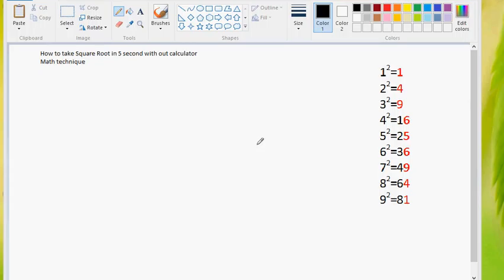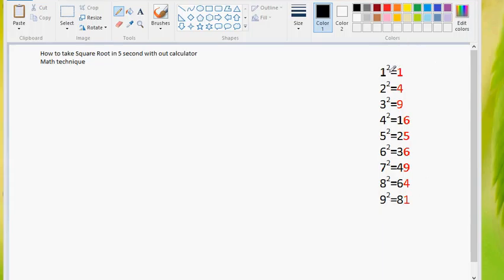Today we will learn how to take square root in 5 seconds without calculator. This is the math technique I am telling you. So let's start. Here you can see on the right all the squares I have written.